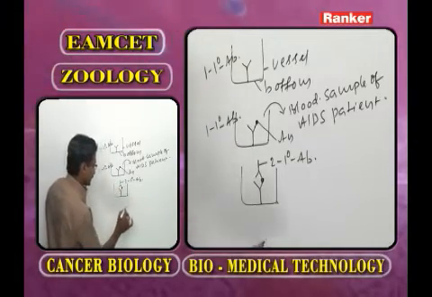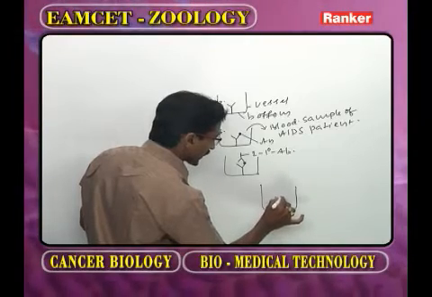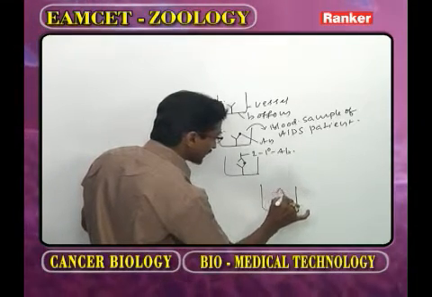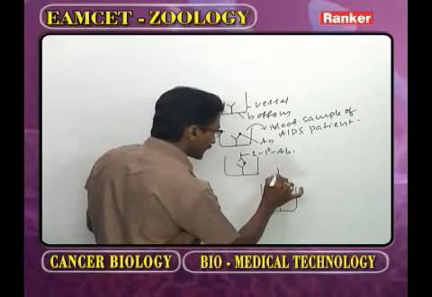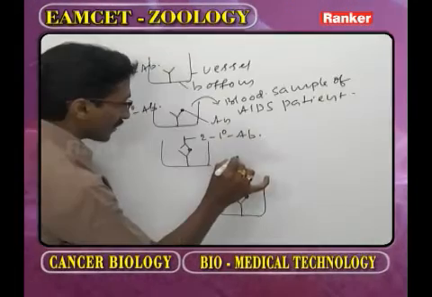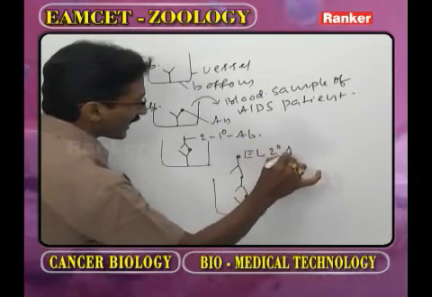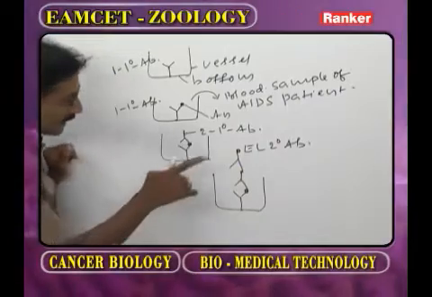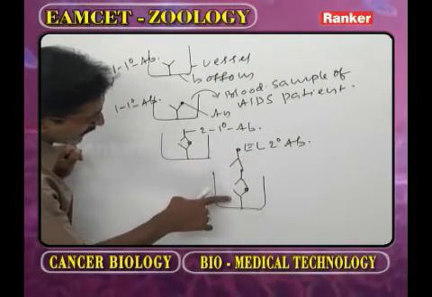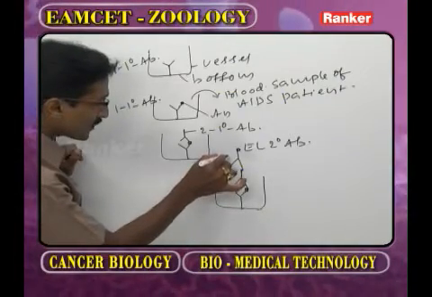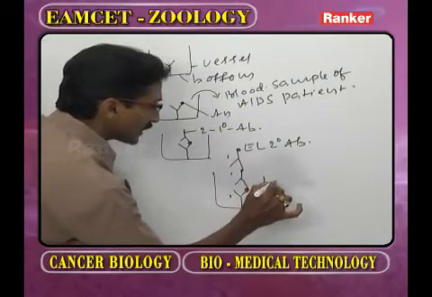Now we add the enzyme linked secondary antibody. This is the first dose of primary antibody, this is the antigen, and this is the second dose of primary antibody. Now in this test, how many antibodies are used? 1, 2, 3. Now we add the reagent.